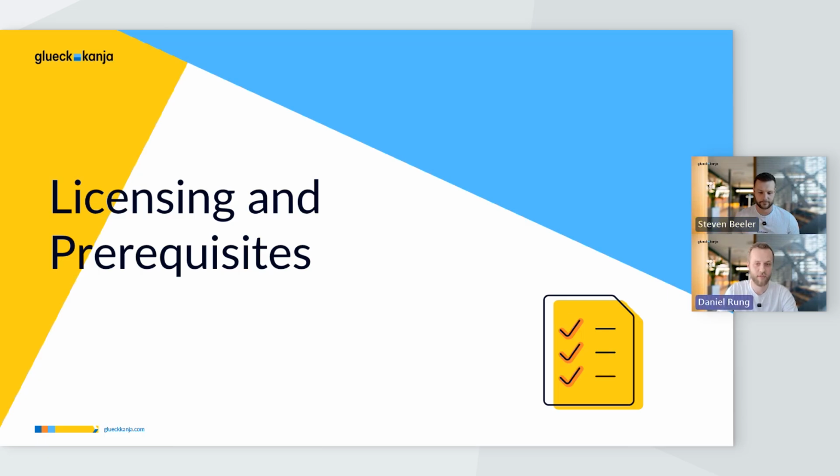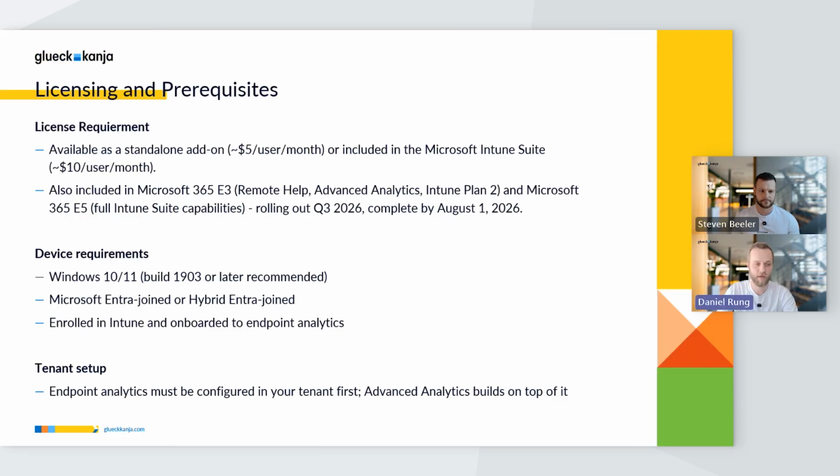Thank you, Stephen. Let's talk about it. So licensing. You can purchase the Advanced Analytics license standalone as an add-on, or it's included in the Intune Suite. But the best option, of course, is that from June on, it's included in the M365 E3, like Remote Help and Intune Plan 2. And of course, all features which are in the E3 are also in the E5. So it's rolling out in June, and hopefully it's rolling out fast and we can use these features.